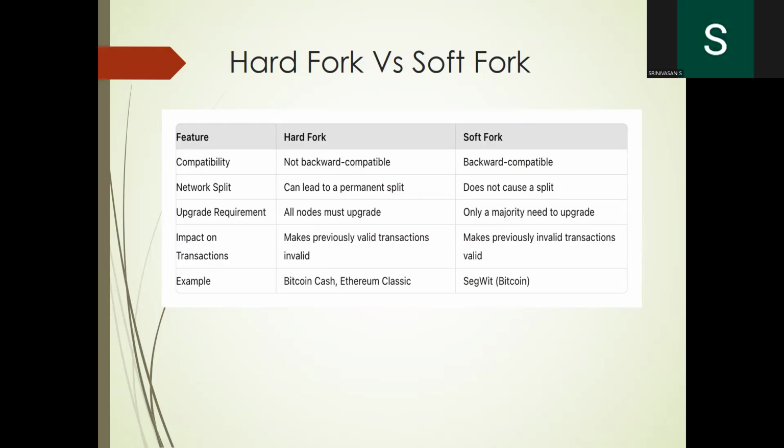So hard forks make previously valid transactions invalid, so it filters the transactions using the new rules. But a soft fork keeps previously validated nodes valid, so it will not make any modifications in the blockchain. Hard fork is used in Bitcoin Cash and Ethereum Classic, but soft fork is used in the SegWit version of Bitcoin.